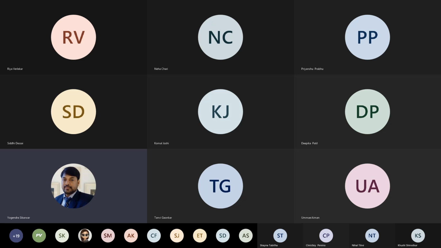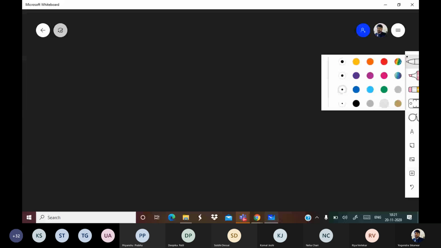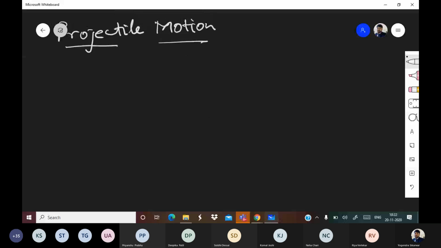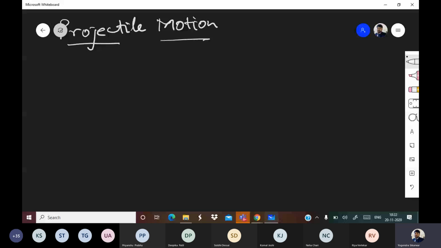Projectile motion, and we solved some questions based on that. Let us study further. Okay. So now today we are going to talk about position and velocity of a projectile at any time t.